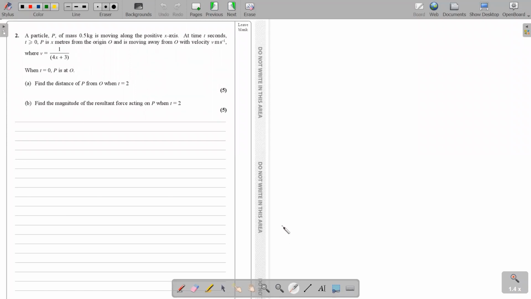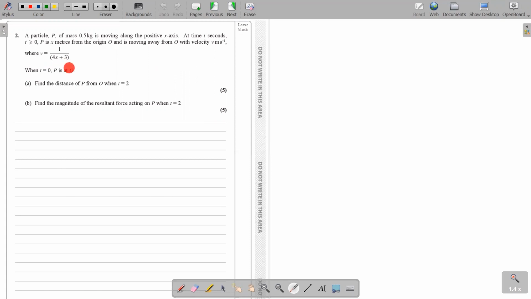Okay, question number 2. A particle P of mass 0.5 kilogram is moving along the positive x-axis. At time t seconds, P is x meters from the origin O and is moving away from O. So keep these things in your mind. At any general time, P is x meters from the origin and is moving away from O. So it's directly going away. There is no story about it returning, because these things are important when it comes to finding distance and displacement. The velocity is equal to 1 over 4x plus 3.